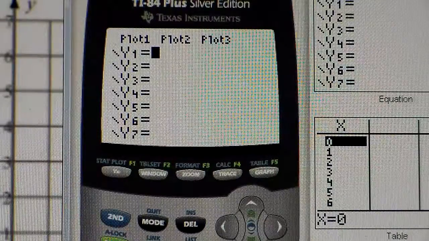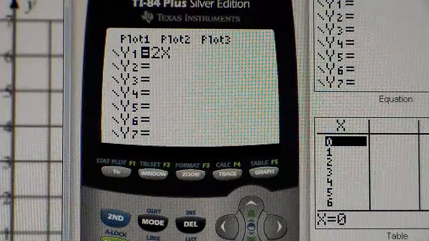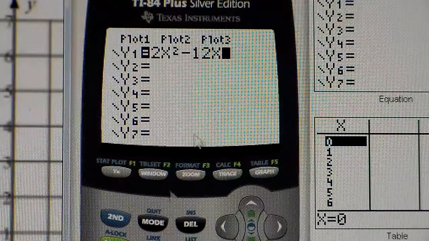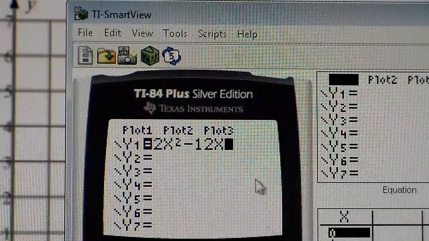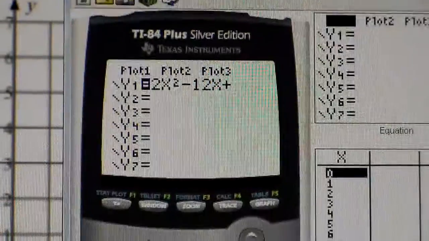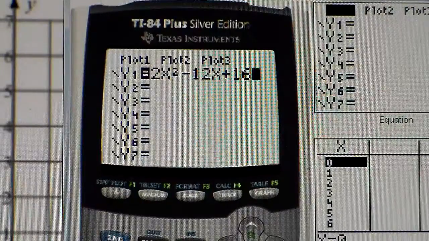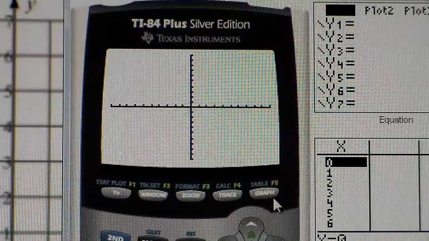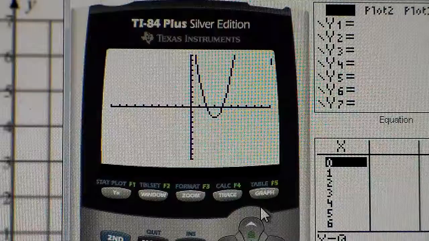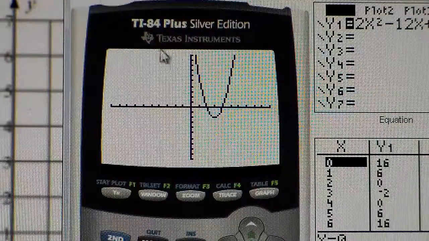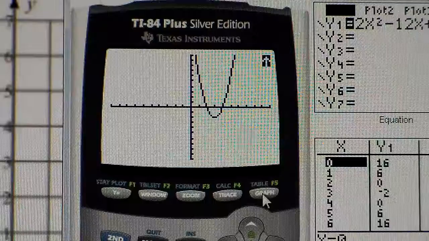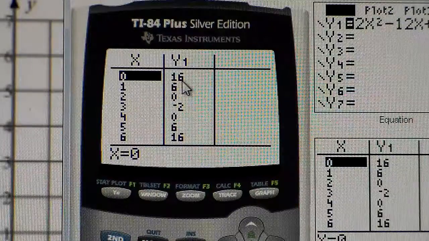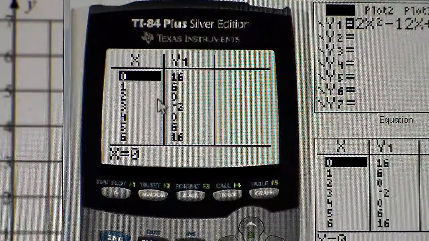So we're going to type that in. 2x squared minus 12x plus 16. Once we type that into the graphing calculator, we can hit the graph button, which is located in the top right hand corner, to see what our graph is going to look like. Now to get those exact coordinates on our graph, we hit second graph and we get a table. This is a table of all the coordinates. 0, 16 is a coordinate, 1, 6 is a coordinate, 2, 0.